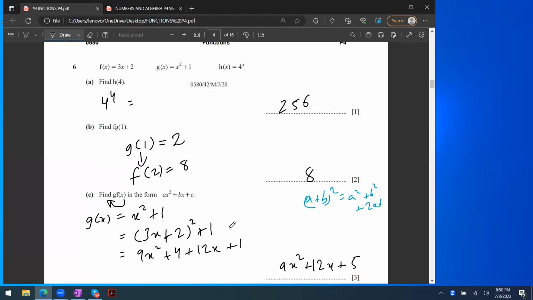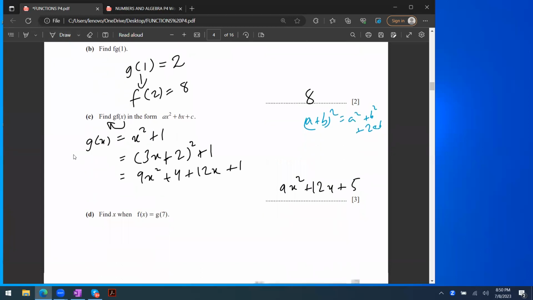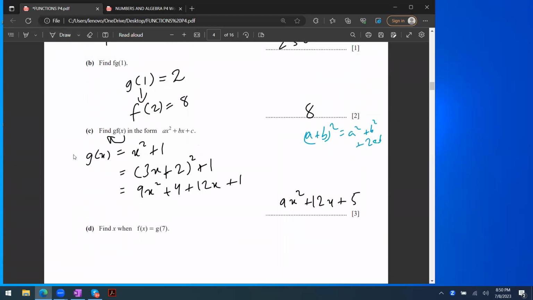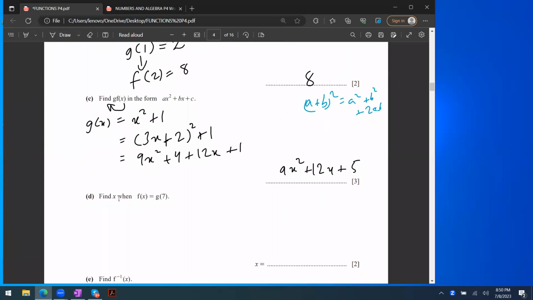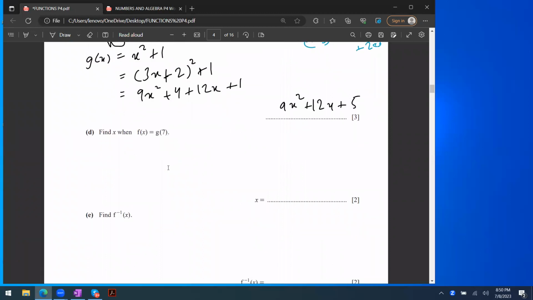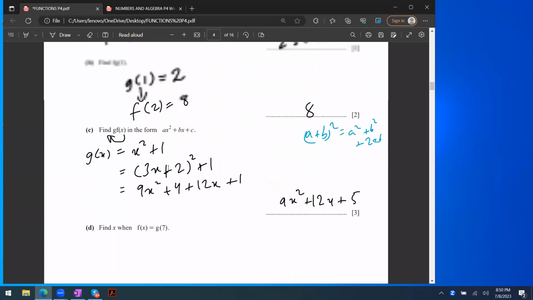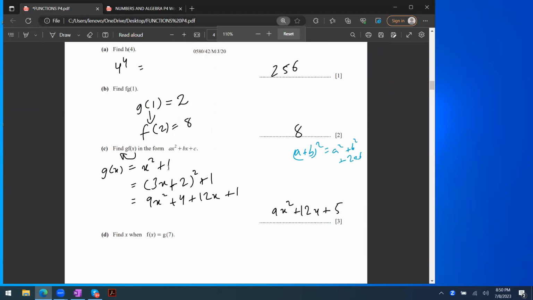So a is equal to 9, b is equal to 12, c is equal to 5. In the next question, I'm sure he will ask us to solve. No, skipped it. Okay. f of x is equal to g of 7. Would you like to try, both of you, this question first?